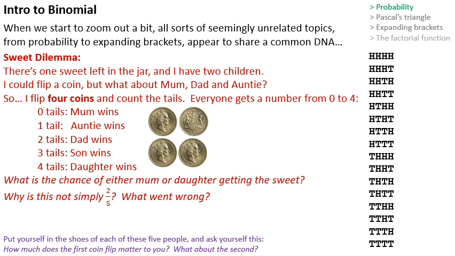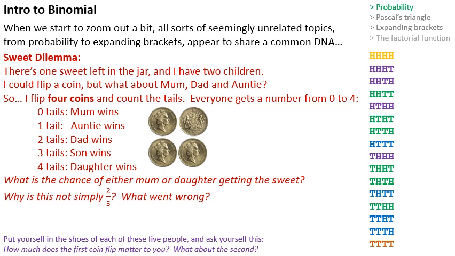And now perhaps we can see more clearly why it's not just a 1 in 5 chance for every single person. It turns out there are lots of different possibilities for some combinations. This is what happens when you color code them according to how many tails appear. So we can see that mum only wins if every single coin flip goes her way. Auntie wins with 1 tail, which could be the very last coin flipped, or it might be the 3rd or the 2nd or possibly just the 1st.